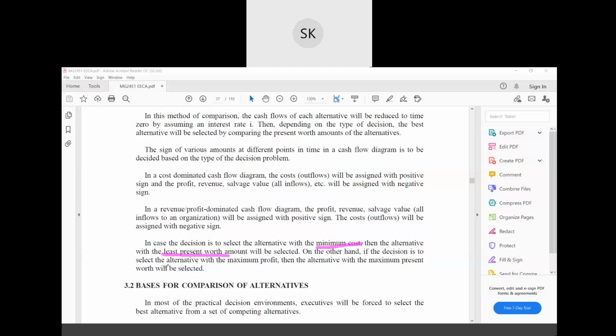On the other hand, if you have to select the alternative with maximum profit, earlier we discussed the alternative with minimum cost, so its present value will be least. And if you have to select the alternative with the maximum profit, then we have to select the alternative with the maximum present worth. So if you go with the profit, you go with the maximum present worth, and if you go with the cost, you go with the least present worth. What is the present worth of that element, and that should be least.